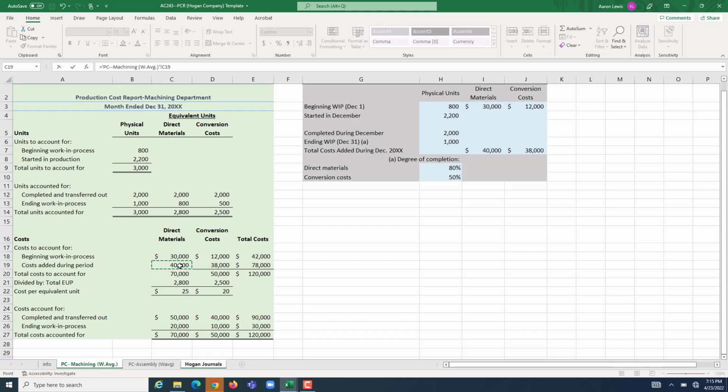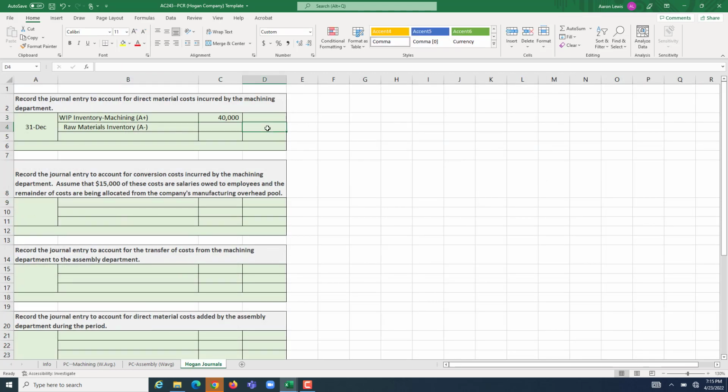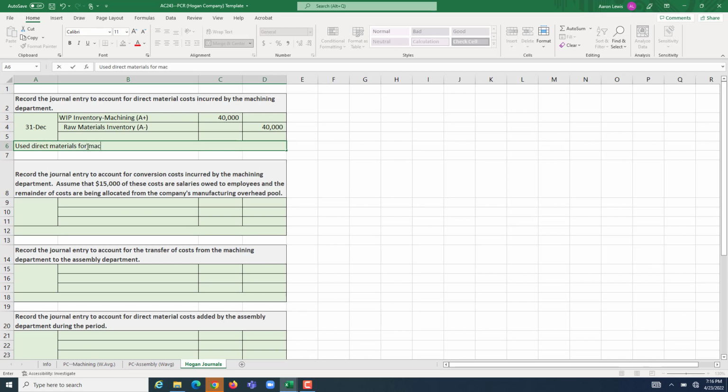So we need to record that journal entry for $40,000 to account for the fact that we already put $40,000 worth of cost into eventually finished gonculators for the cost of direct materials within the machining department. And here we used direct materials for machining.